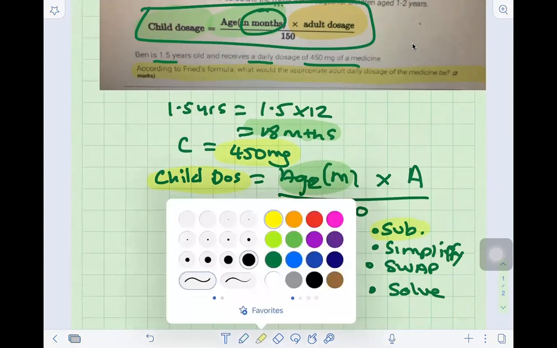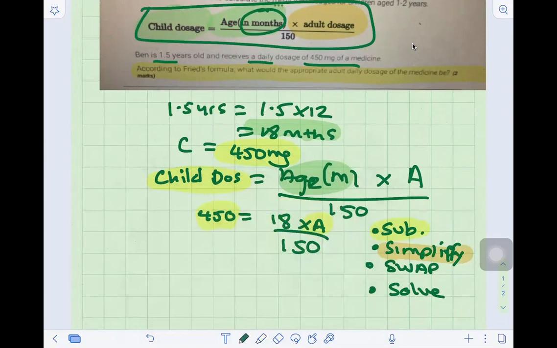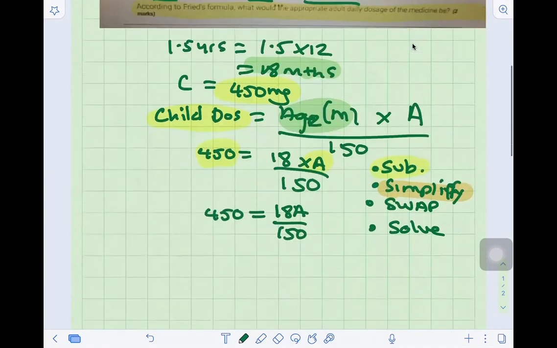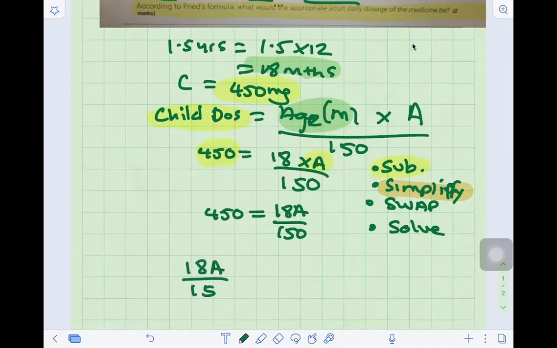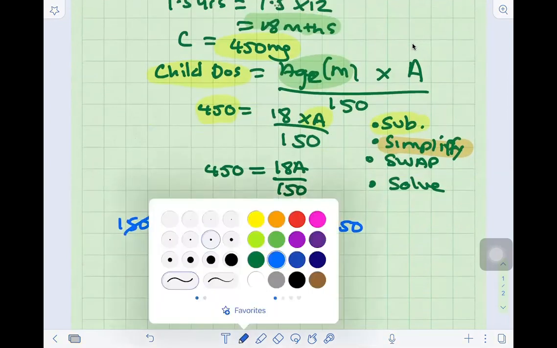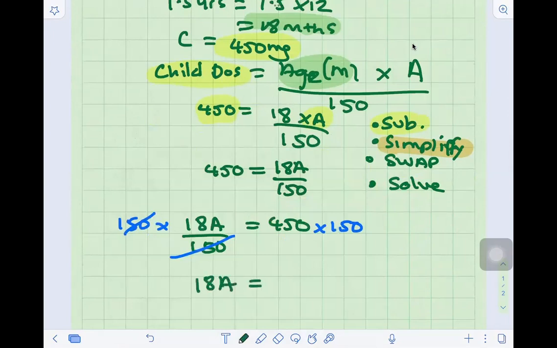Okay, so let's substitute. That's what we just did. I'm going to now simplify. So you've got 450 equals 18a on 150. Swap the sides: 18a on 150 equals 450. And now solve it. So you go times 150 on both sides, and you will end up with 18a equals 450 times 150, which is 67500, and then to get a by itself you need to divide by 18.